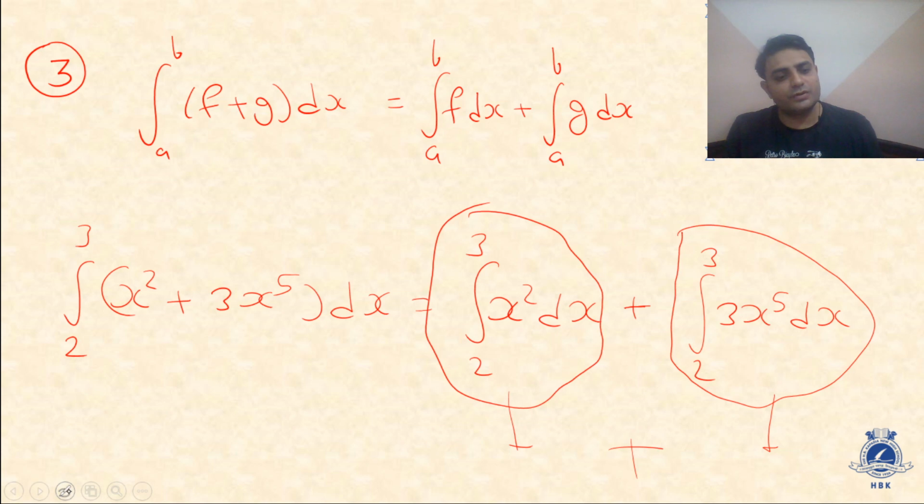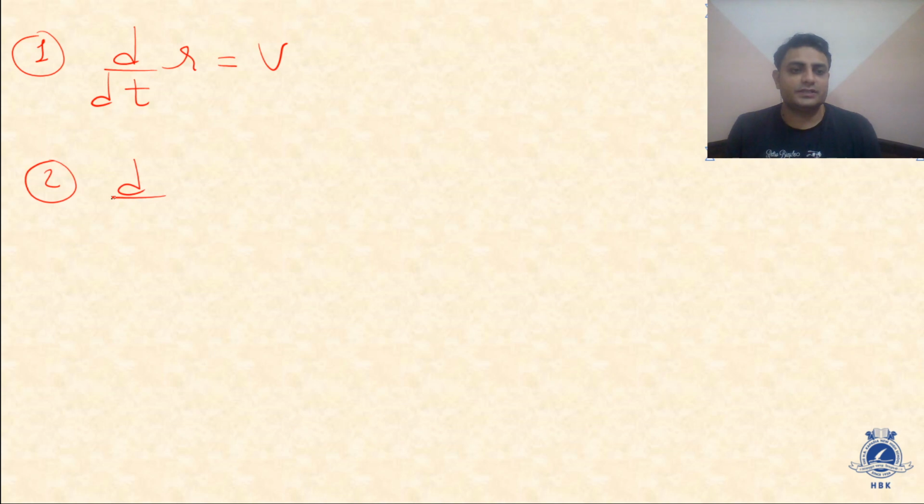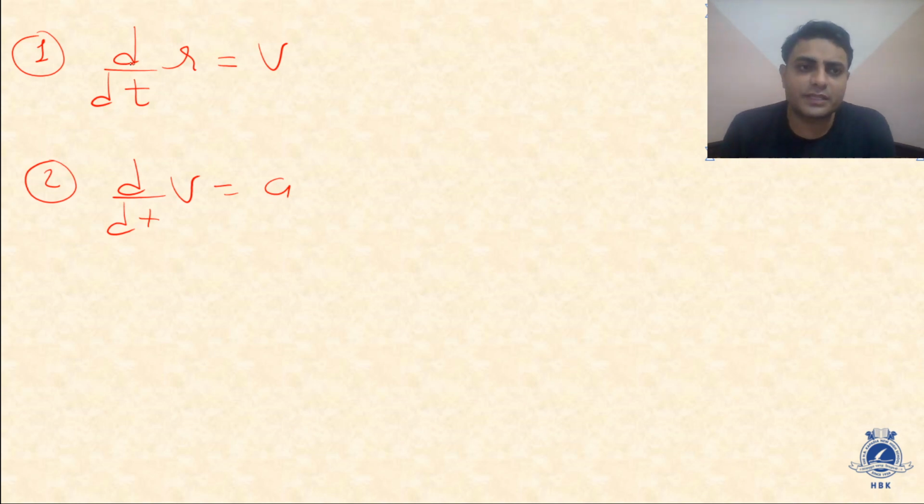Now the things which you compulsorily have to remember: number 1, differentiation, d by dt of position always gives velocity. Number 2, the differentiation of velocity always gives acceleration. Actually it is the change in velocity upon time taken, or we can say the change in position upon time taken. Of course the change in position upon time taken gives velocity, and the change in velocity with respect to time also gives the acceleration. Therefore dv by dt of course will be acceleration.